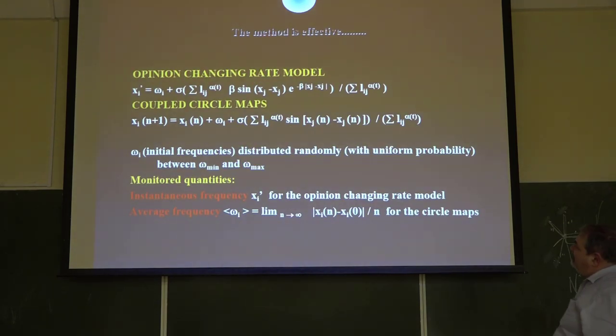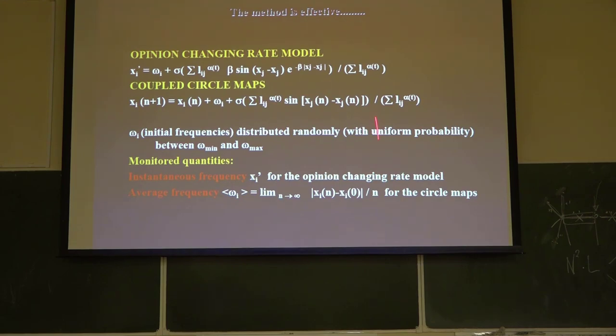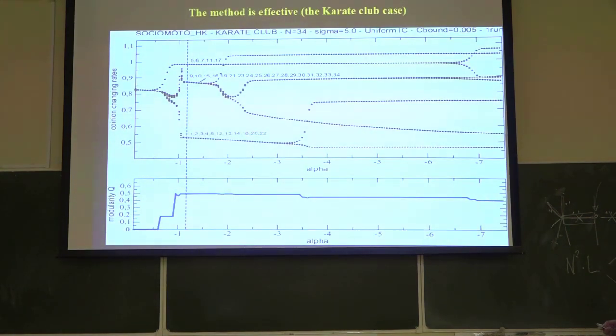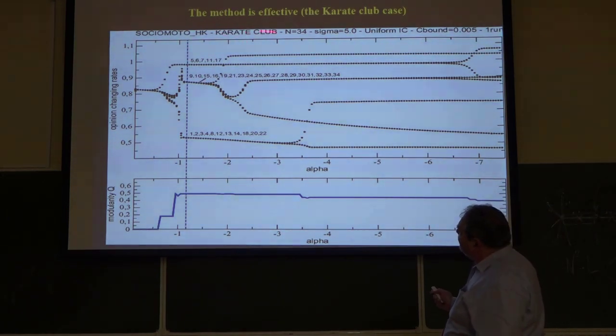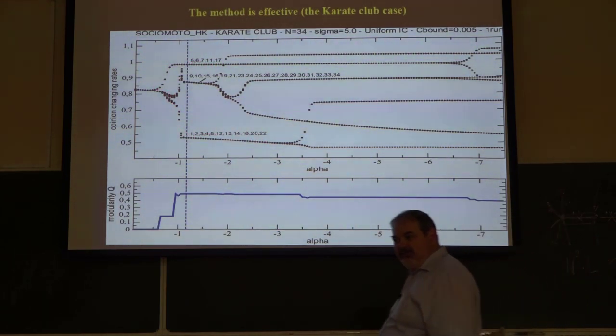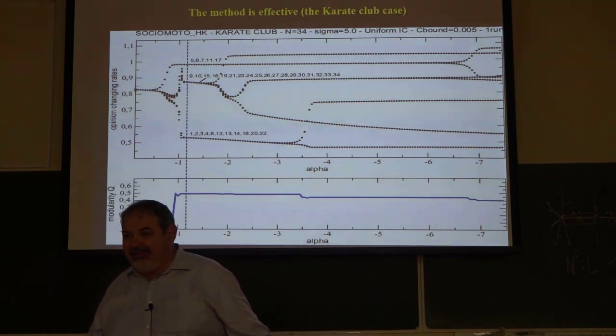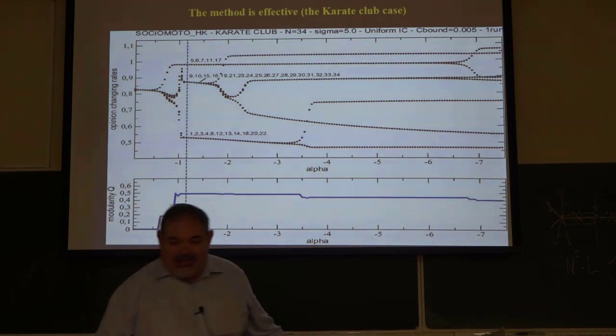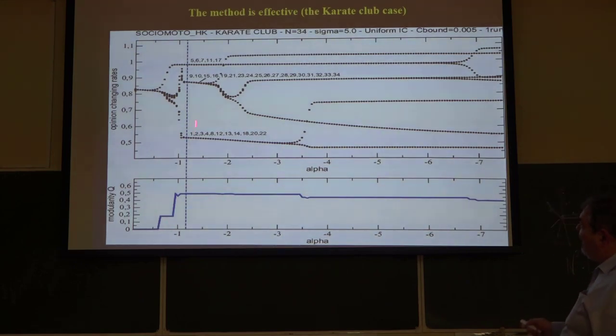We can do this with the opinion changing rate model, a model of opinion formation, or with coupled circle maps. You can take whatever system you want. But if you do it with the Karate Club, you see that initially, for alpha equal to zero, all the nodes have the same frequency. These are the frequencies of the nodes. Then you decrease alpha, and you arrive at a point in which the network splits. Some nodes assume this frequency, some nodes assume this other frequency. And this is exactly the first partition in the Karate Club system. You can monitor the modularity. So you have this group of nodes against this group of nodes.